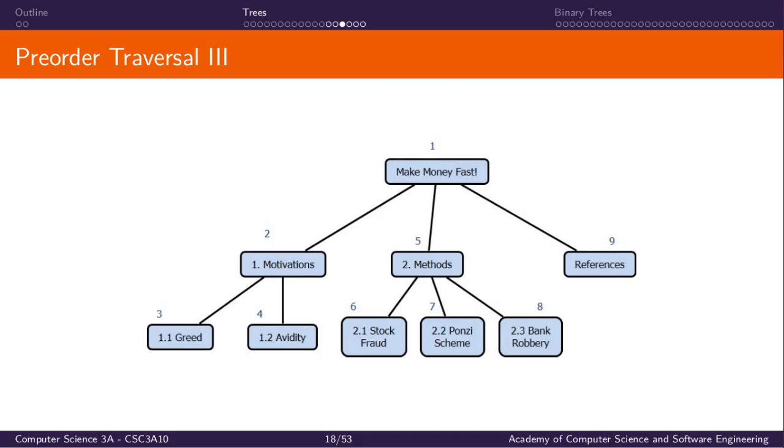In this case, we're trying to print out a document. So for each visit, we could print out what is stored there. We could imagine that our internal nodes would be make money fast, motivations, and methods, and references is not internal. For those, we would store titles and we would print those out. For our leaf nodes, we would have actual bodies of text. And for those, we'd print out those bodies of text.